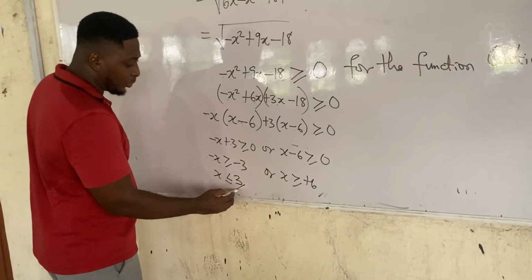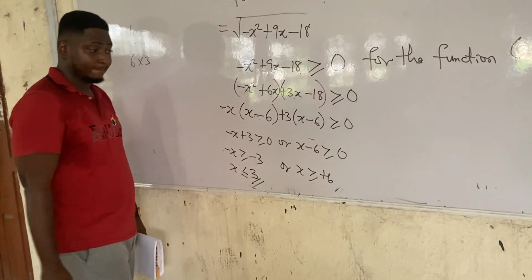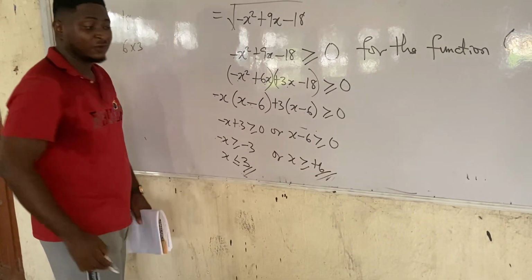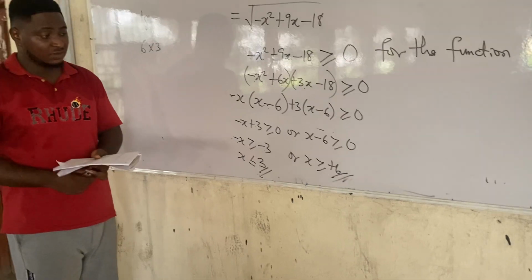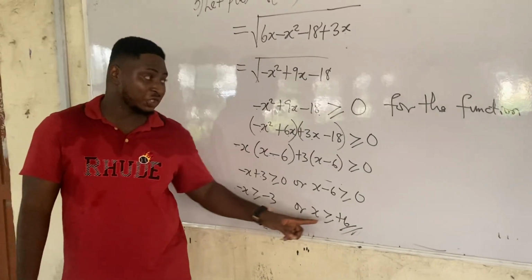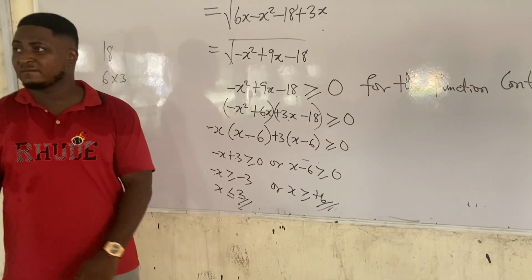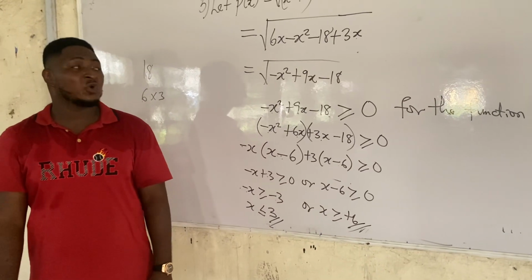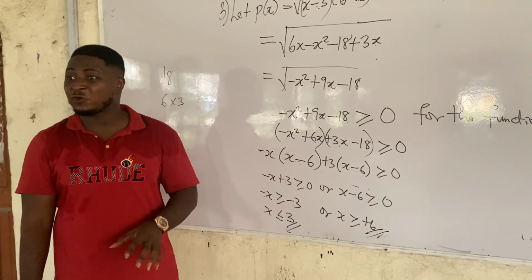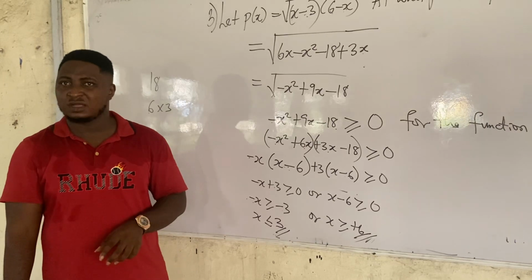Class, these are the only 2 ranges where this function will be continuous. These are the only 2 regions of continuity of this function. So at every other point, this function will be discontinuous.